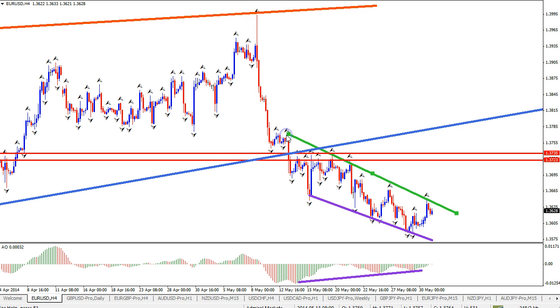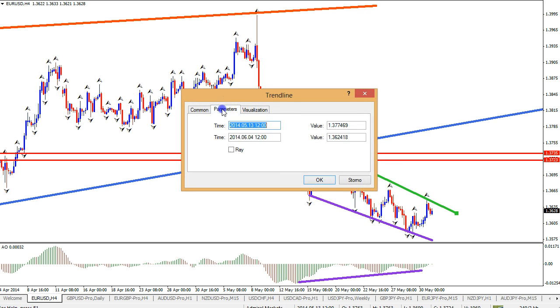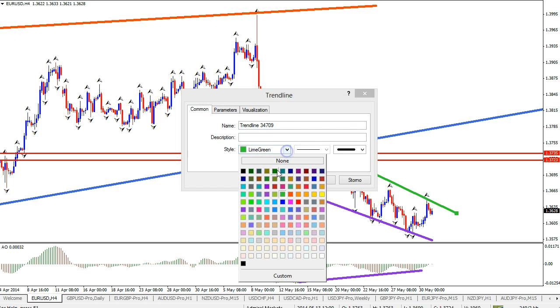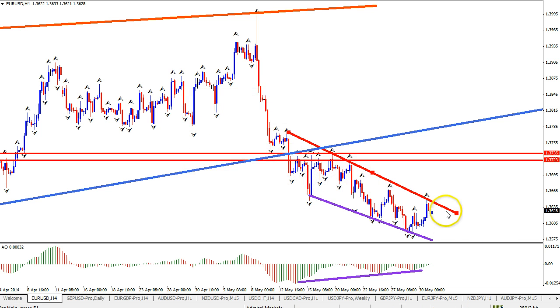So I'm keeping a close eye on this resistance line. I should make that red, which would make more sense considering it's resistance. If we make that red, you can see a break of that line is potentially the signal that the EUR/USD could be heading towards higher highs yet again.